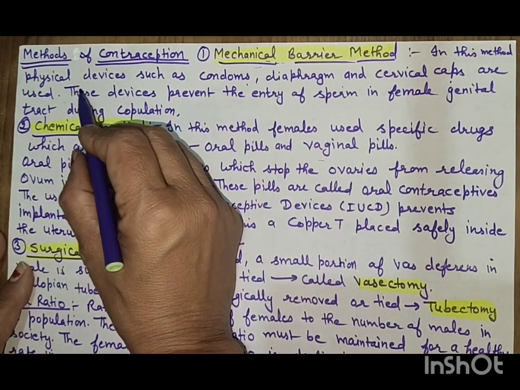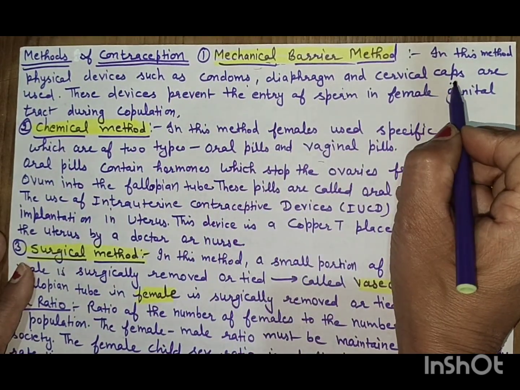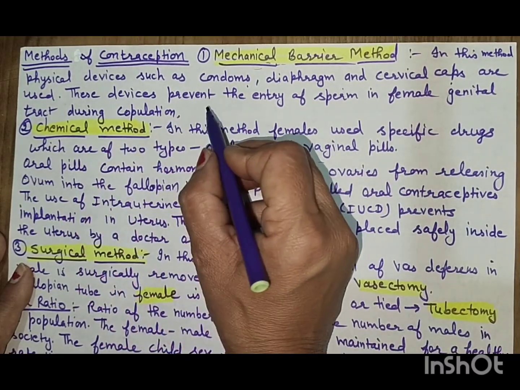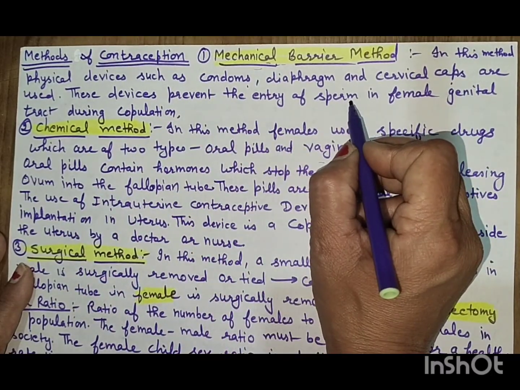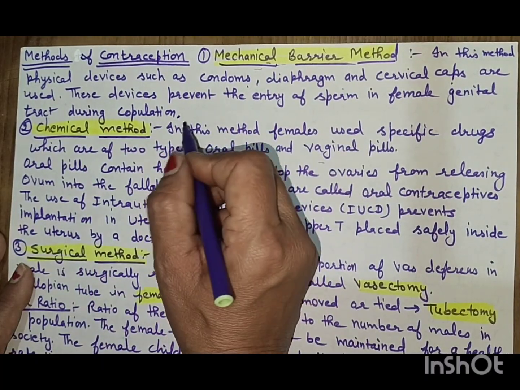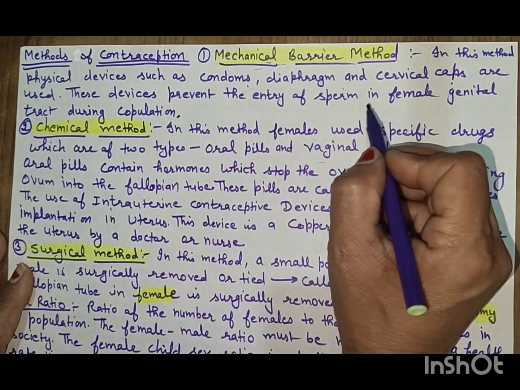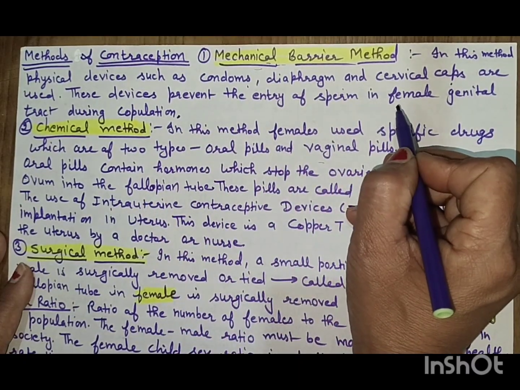In this method, physical devices such as condoms, diaphragm and cervical caps are used. These devices prevent the entry of the sperm into the female genital tract during copulation, and this stops the fertilization or fusion of the male and female gametes.